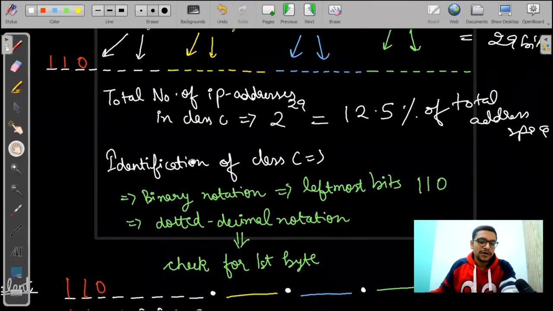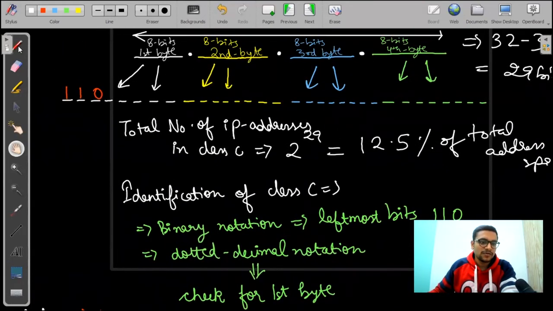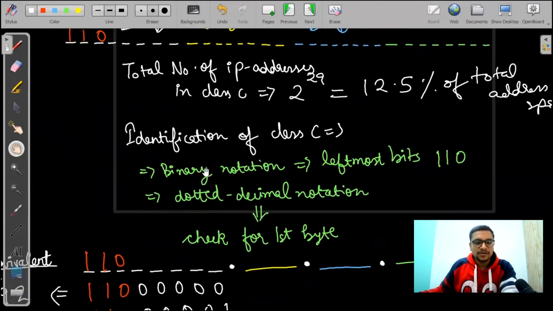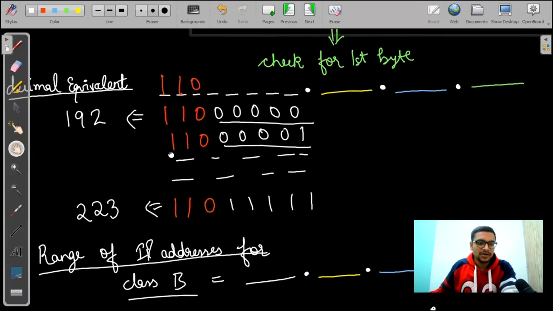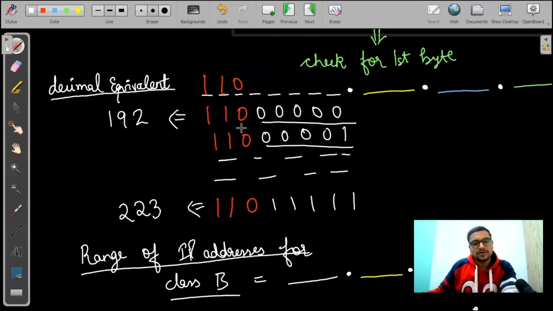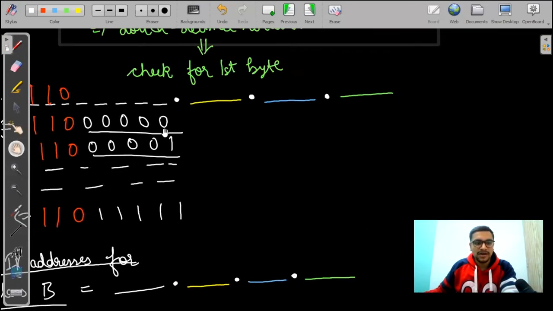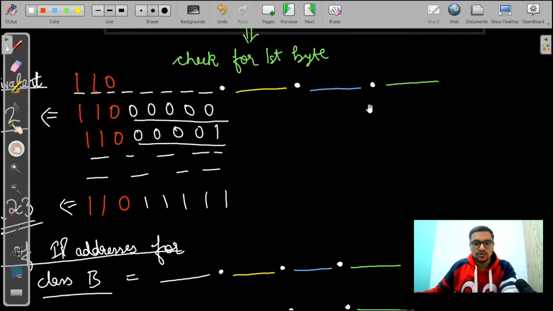Now moving on, for the dotted decimal part, like I told you, we are only going to check the first byte. For the first byte, we have fixed the first 3 bits, and the rest of the bits can vary from any possible combination of zeros and ones. So if I write the decimal equivalent, for this number it is equal to 192, and for this number it is equal to 223, and the rest of the 3 bytes can vary for each network, for each of these combinations. The rest of the bytes can be from 000 to 111.